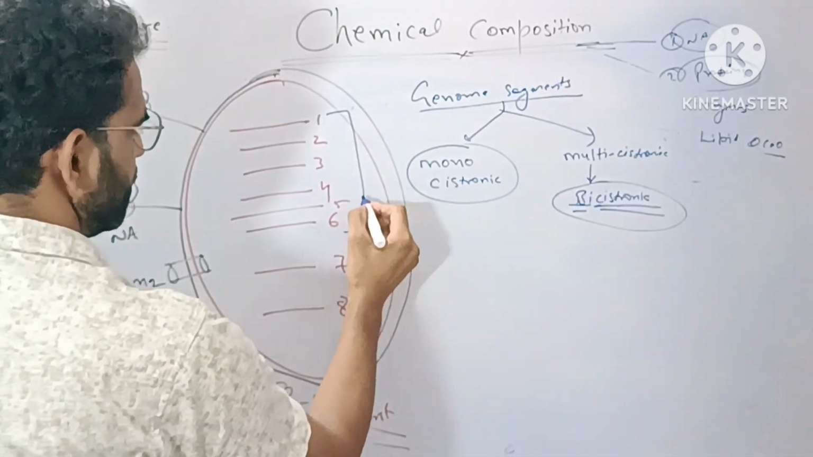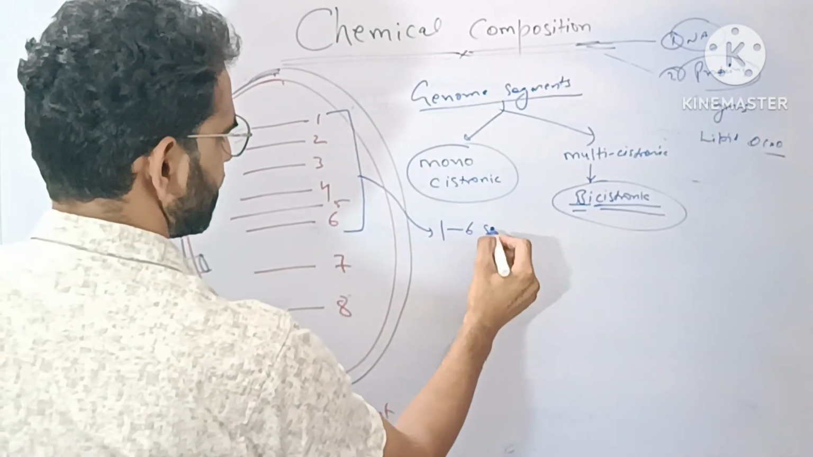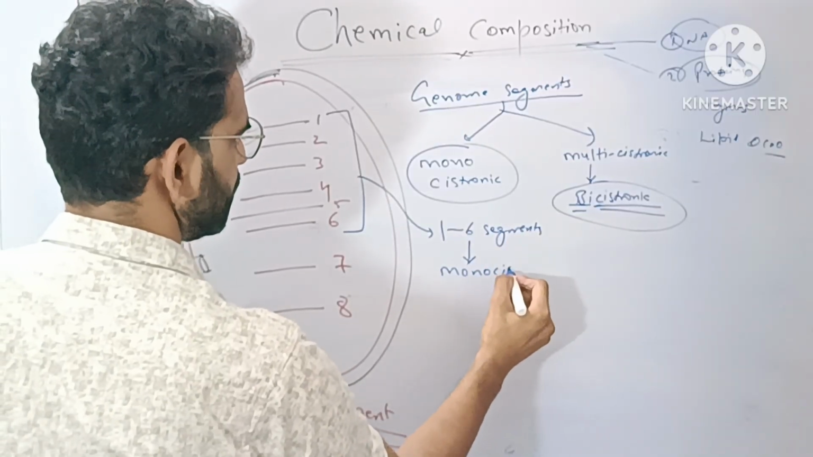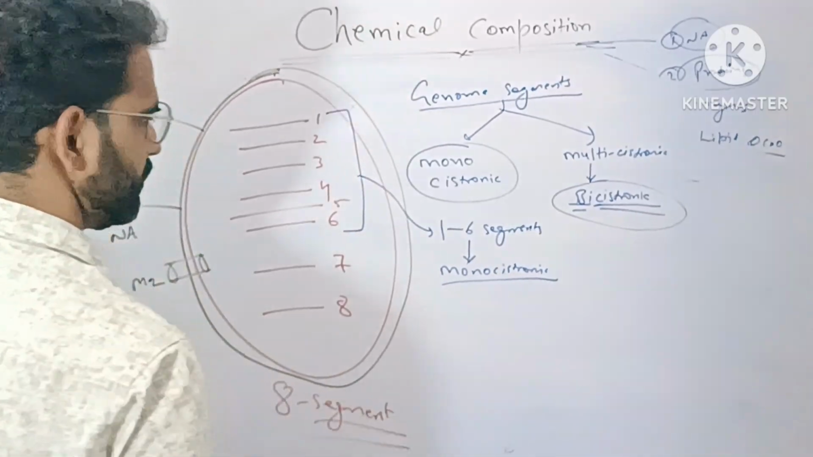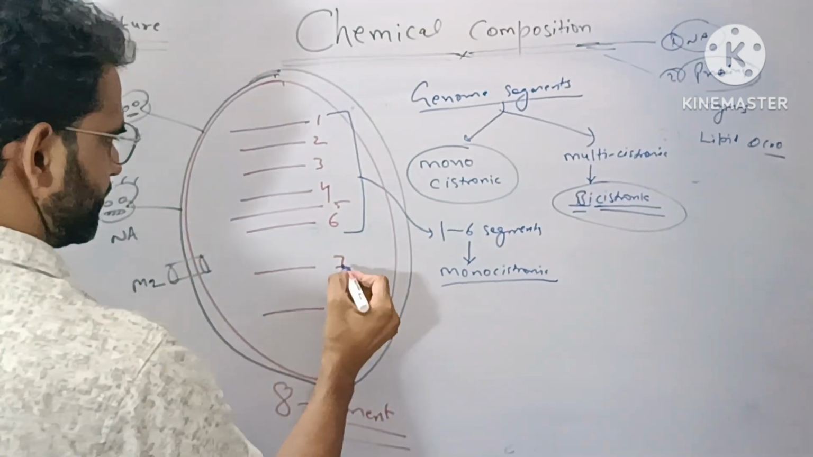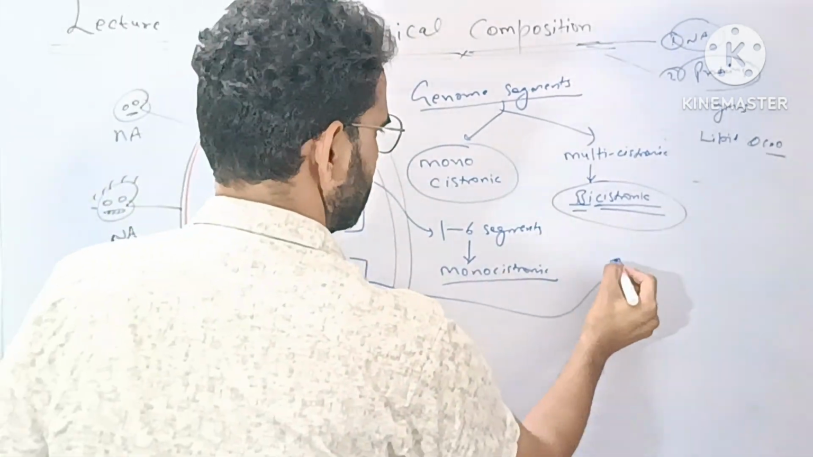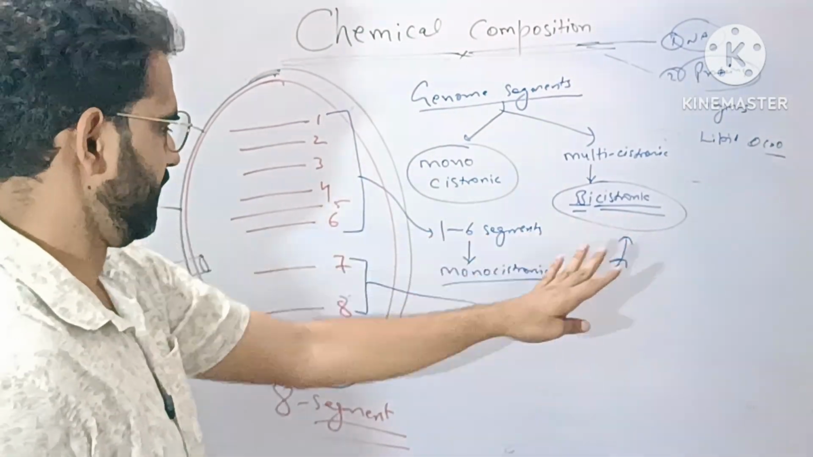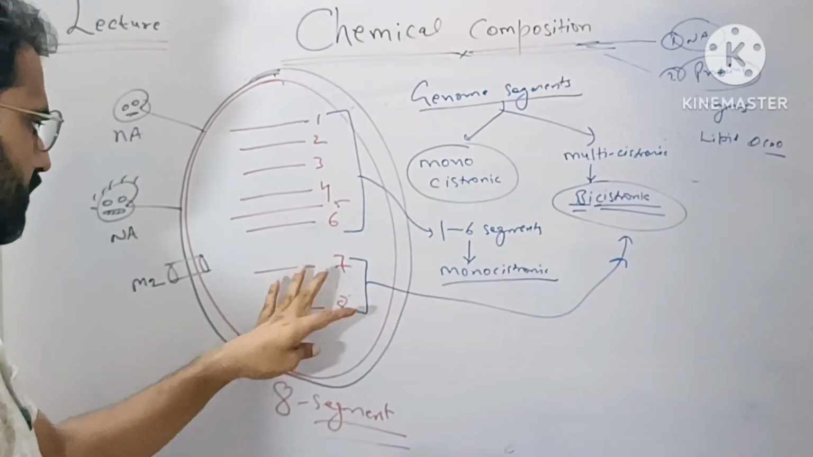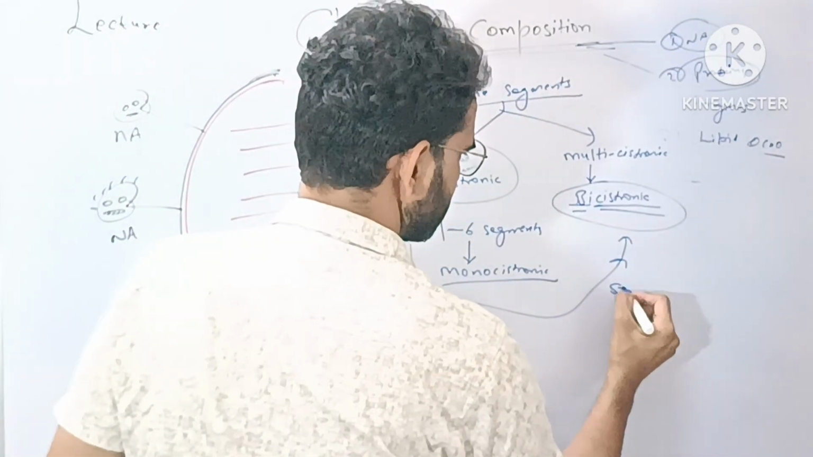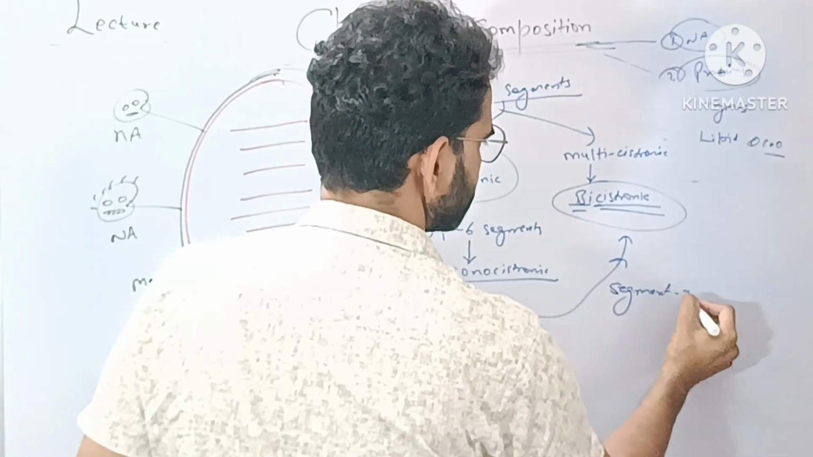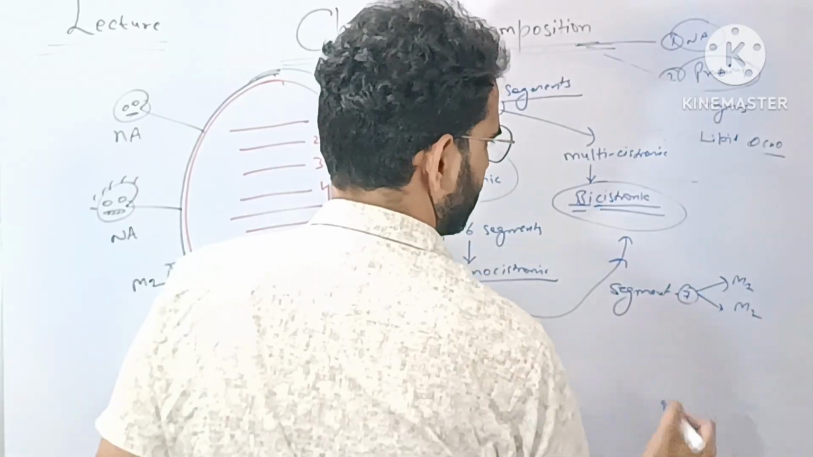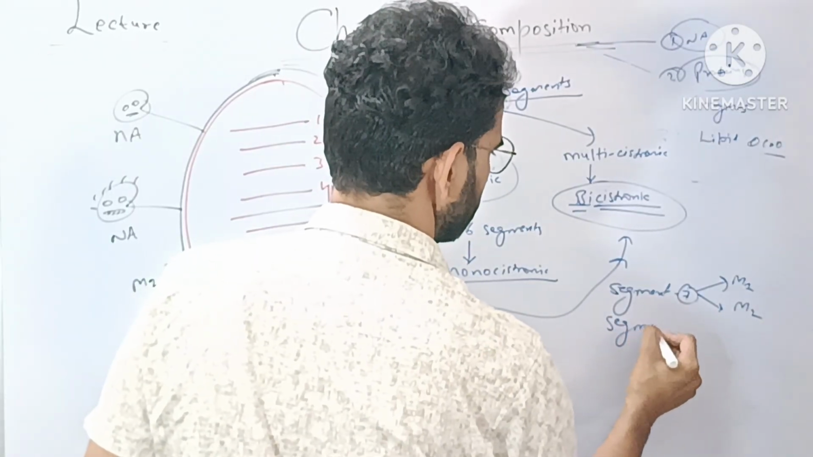In this example, segments 1 to 6, they are monocistronic. And segments 7 and 8 are bicistronic, means they code for two proteins. For example, segment 7 codes for two proteins, matrix protein 1 and 2, M1, M2.